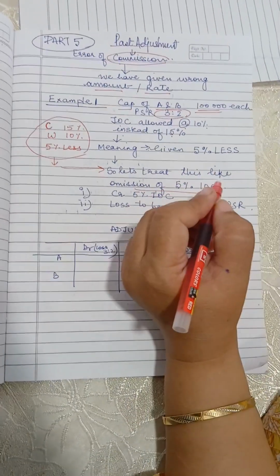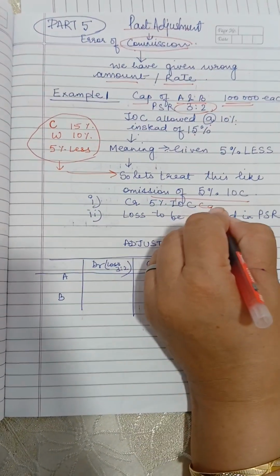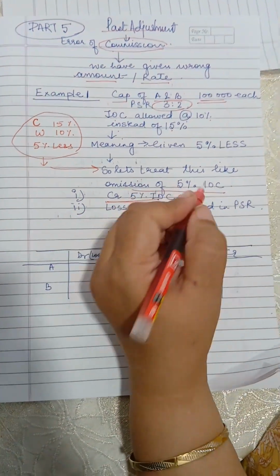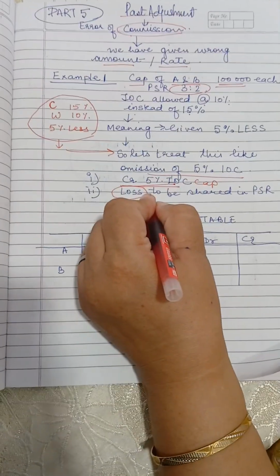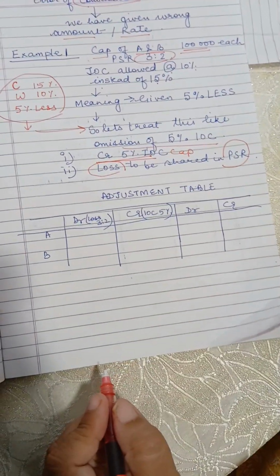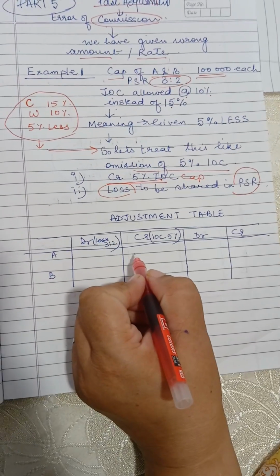Omission means forgetting. When we forget, we give them. When we give them, we credit their capital accounts. Credit 5% IOC. Giving more IOC results in loss to the firm, which will be shared in PSR. Let's come to our adjustment table. In this table, first let me give 5% IOC.